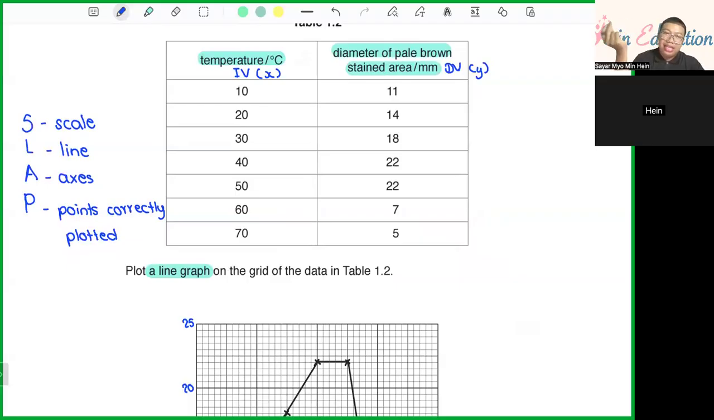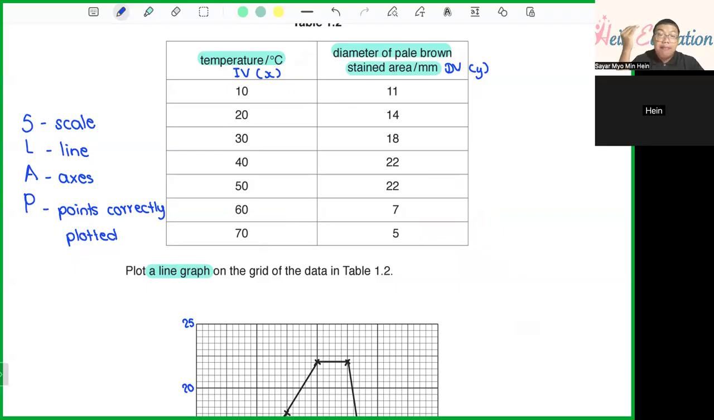SLAP, S-L-A-P. S stands for scale. You need to use the scale correctly and make sure you use more than half of the space provided, meaning that your graph should be large enough, not a very tiny one at the end of the corner. You have to use more than half of the grid provided.